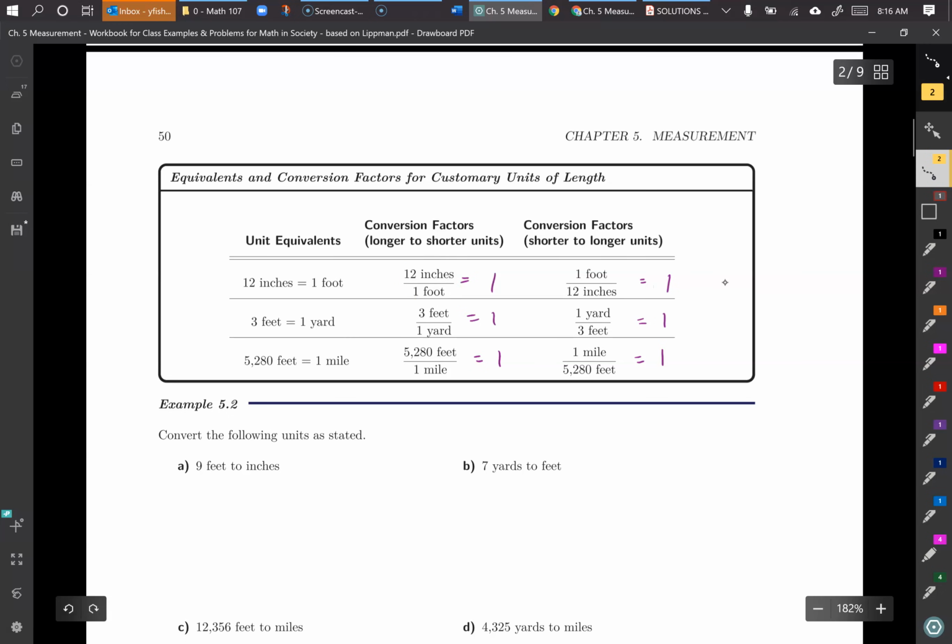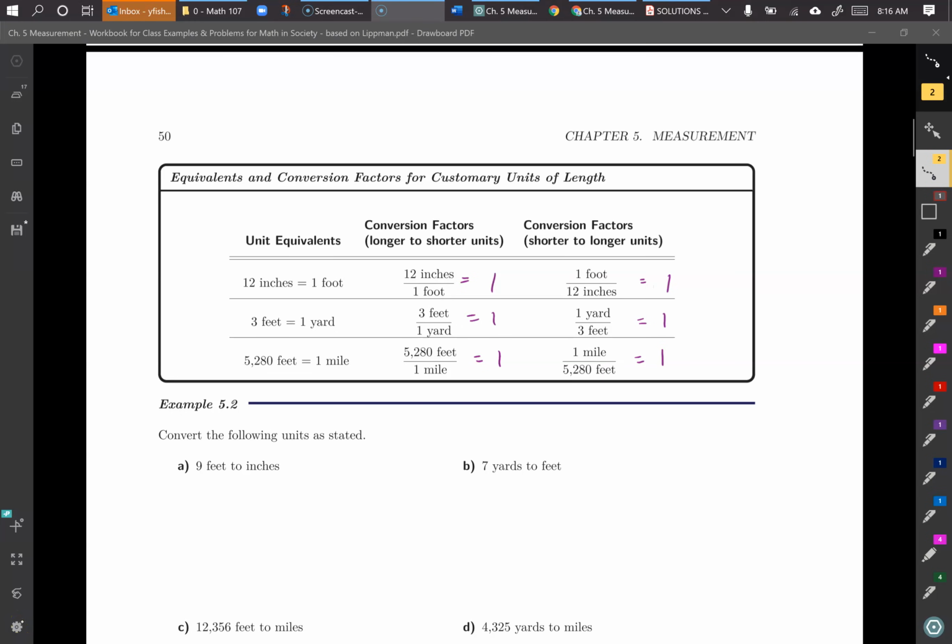We call that a unit fraction because it equals 1, because anything over itself, if they're equivalent, would equal 1. It's a nice method that we use. It's called unit analysis or dimensional analysis. And we would use that to do conversions.